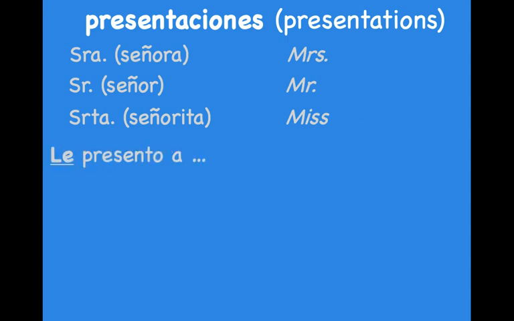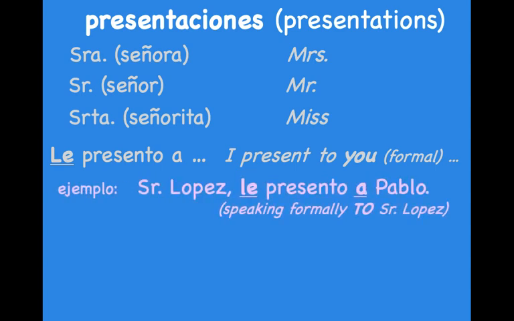You want to present someone to somebody else, and here's one way to do it. Repita, le presento a. I present to you, and the you in this case is formal. Por ejemplo, Señor López, you're standing in front of Señor López, who's never met Pablo. And you say, Señor López, le presento a Pablo. You're speaking formally to Señor López, so you use le. This little a is a personal a, and we'll get into that a little bit later.